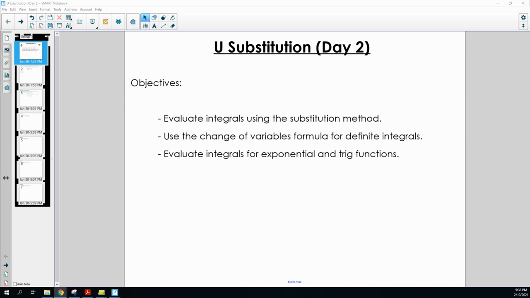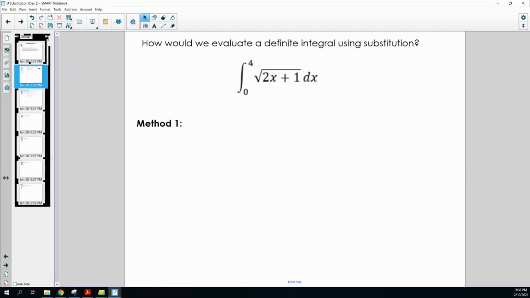In this lesson, we're going to go over another way to use U substitution. In this way, we're going to be using it on definite integrals. So in the last lesson, we used U substitution with indefinite integrals. So now we're going to look at it with definite integrals. So how would we evaluate this definite integral using substitution?